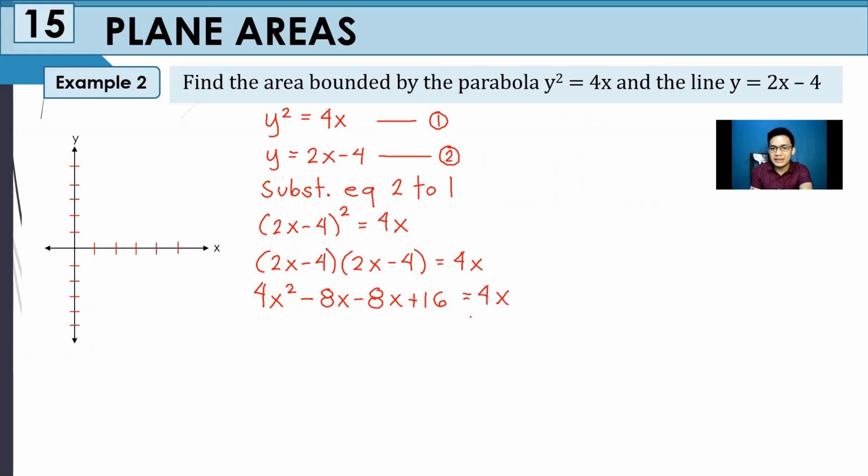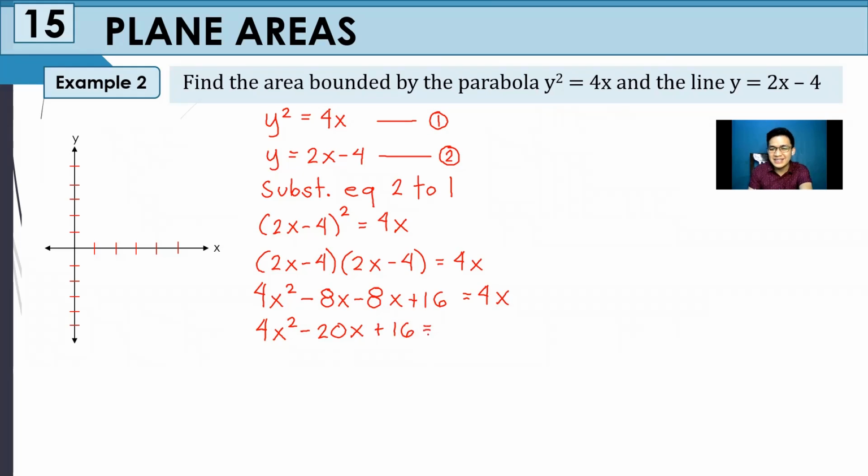Next thing is simplify natin, then we are going to find its roots. Okay, so 4x squared, copy lang yan. That is 4x squared. Negative 8x and negative 8x is negative 16x. Lipat natin to sa kabila, magiging negative 4. So negative 16x minus another 4, and that would be negative 20x plus 16.